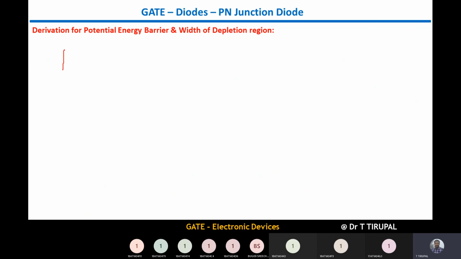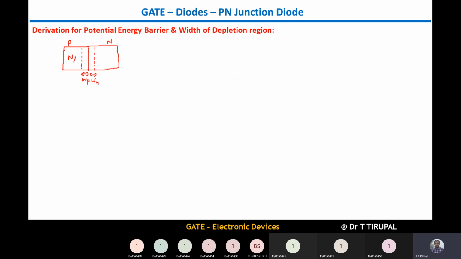Say I am drawing again here. This is P type and this is N type. This is called the depletion region. What is the width of this one? The width on the P side is Wp, and the width of the depletion region on the N side is Wn.